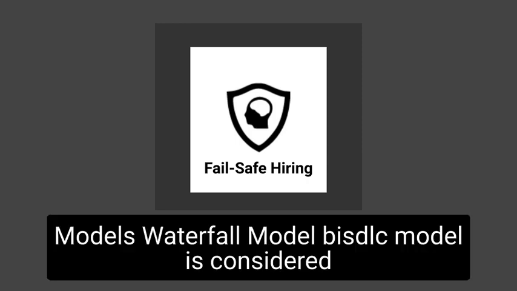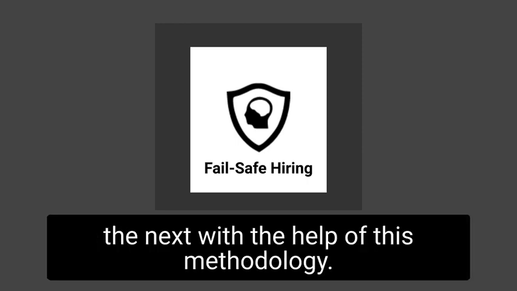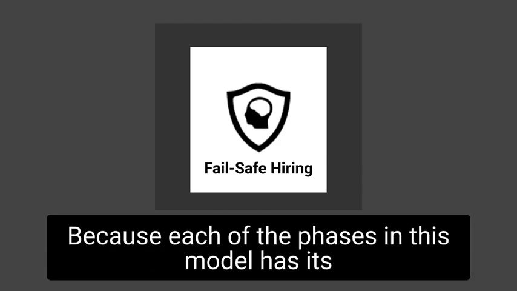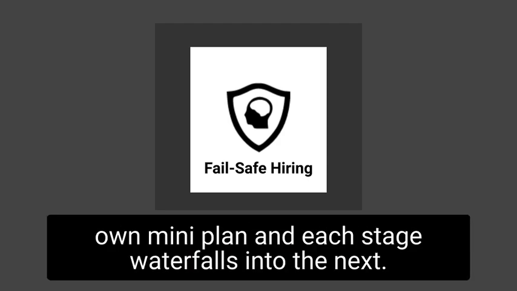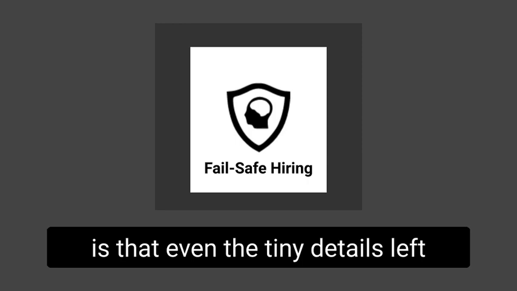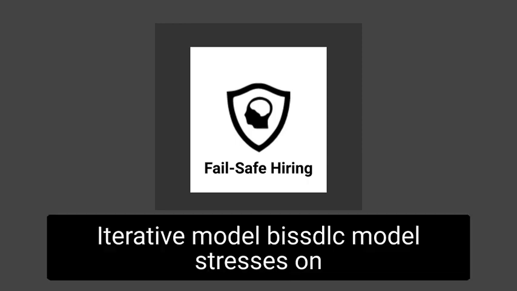Models. Waterfall model. This SDLC model is considered to be the oldest and most forthright. We finish with one phase and then start with the next, with the help of this methodology. Why the name waterfall? Because each of the phases in this model has its own mini plan, and each stage waterfalls into the next. A drawback that holds back this model is that even the tiny details left incomplete can hold up an entire process.